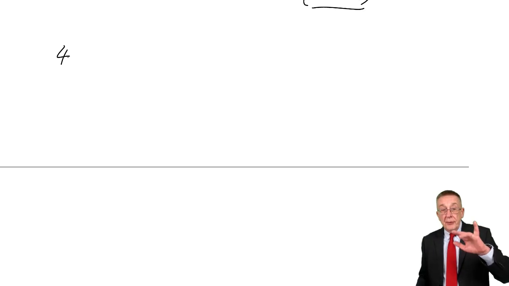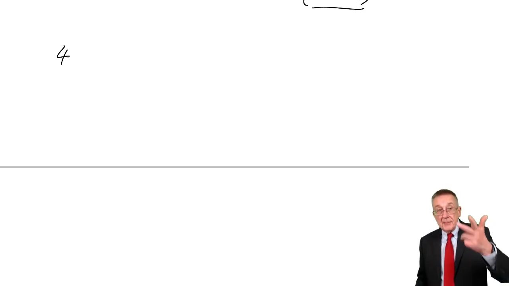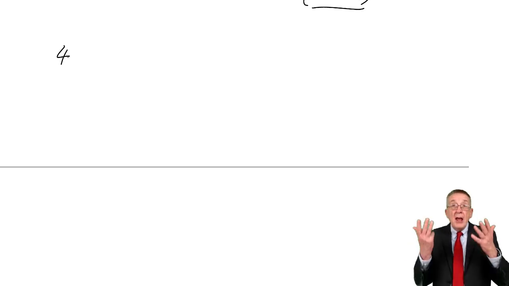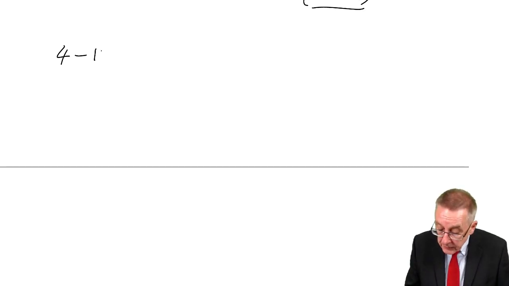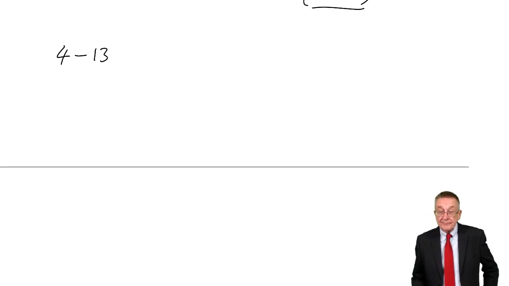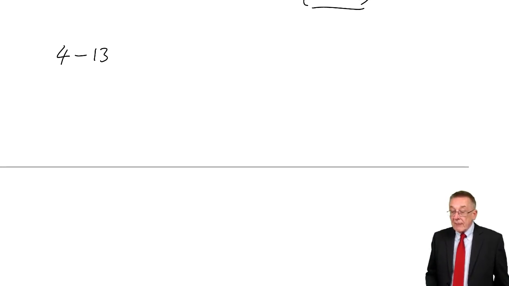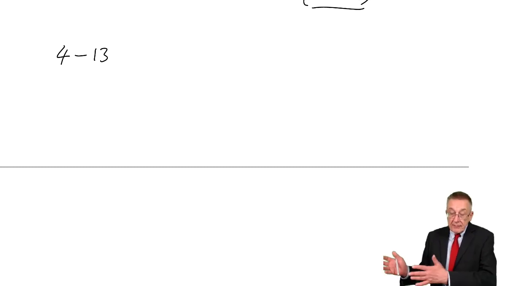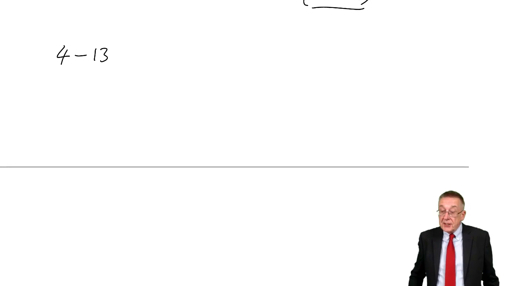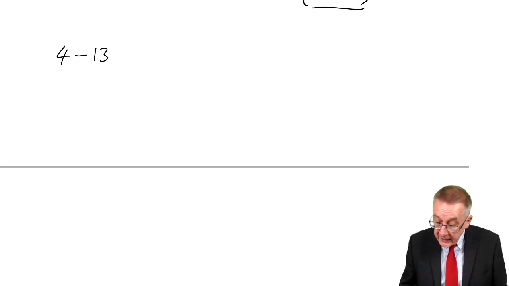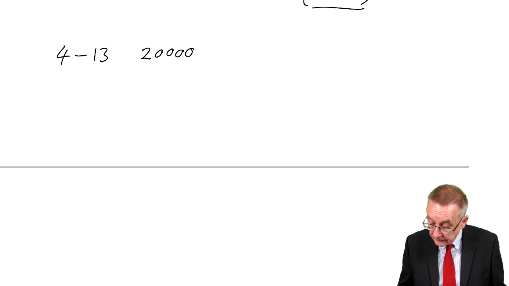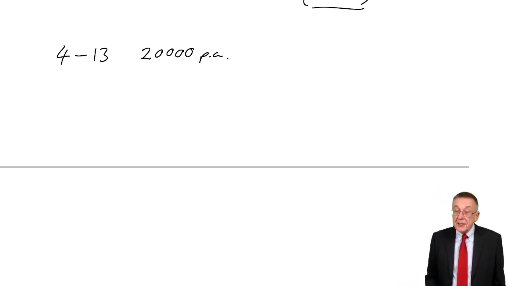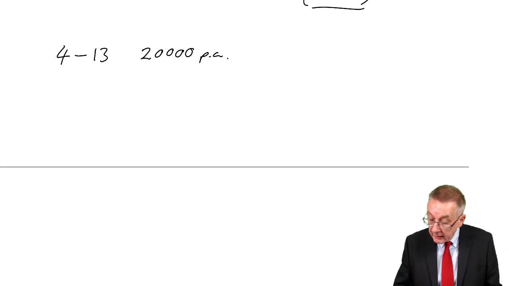So we receive it in 4 years' time, 4 years' time, 5 years' time, 6, 7, 8, 9, 10, 11, 12, 13. The last receipt will be in 13 years' time. You know, a lot write 4 to 14, but it's 4 to 13. 4, 5, 6, count up to 13 is 10 years in total. It's 20,000 per year. So again, we have an annuity and we want to discount it at 12%.